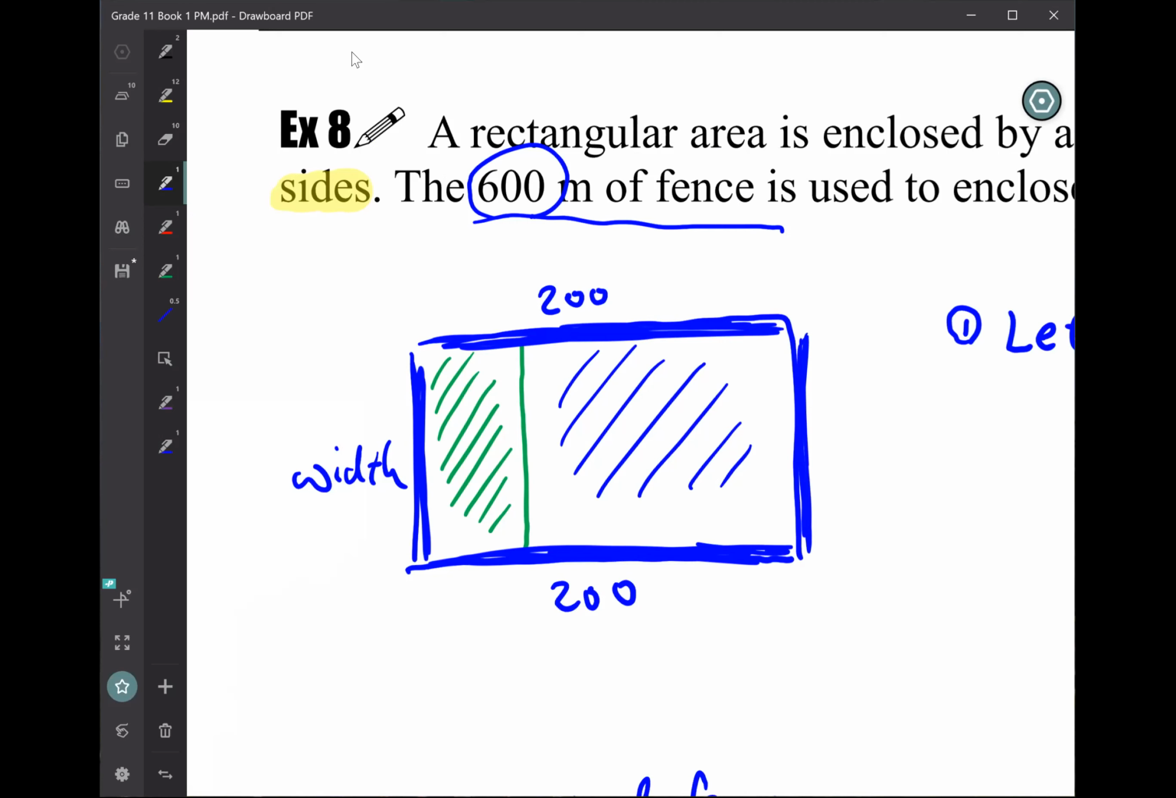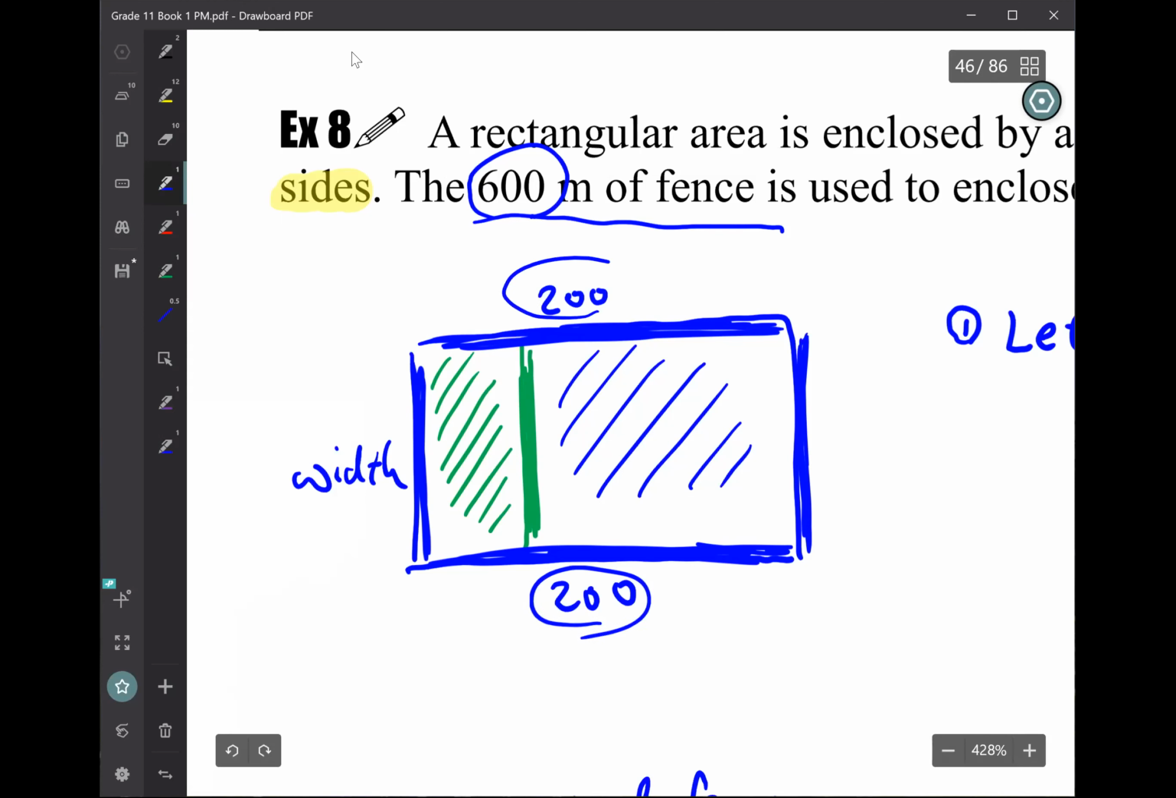Anything else? Is there another fence that we did not include? There's one inside dividing it. Yeah. So there's one more fence, right? Total, there are 5 sections. So if 600 is everything together, we use up 200 here, we use up 200 there. How do we find the width?